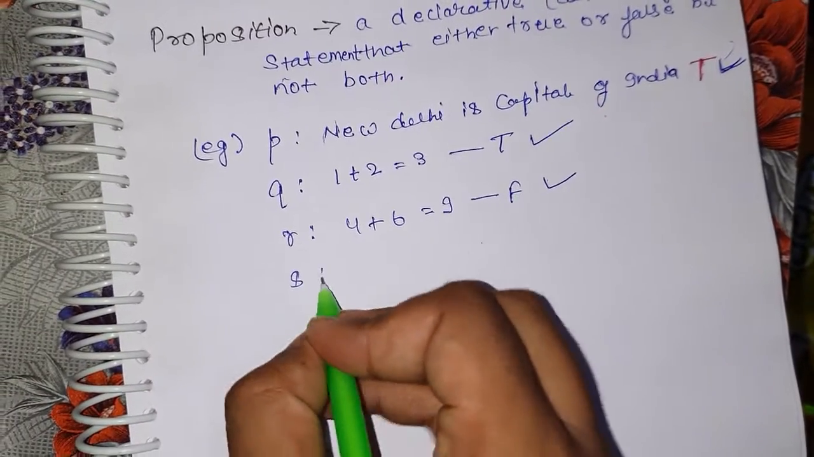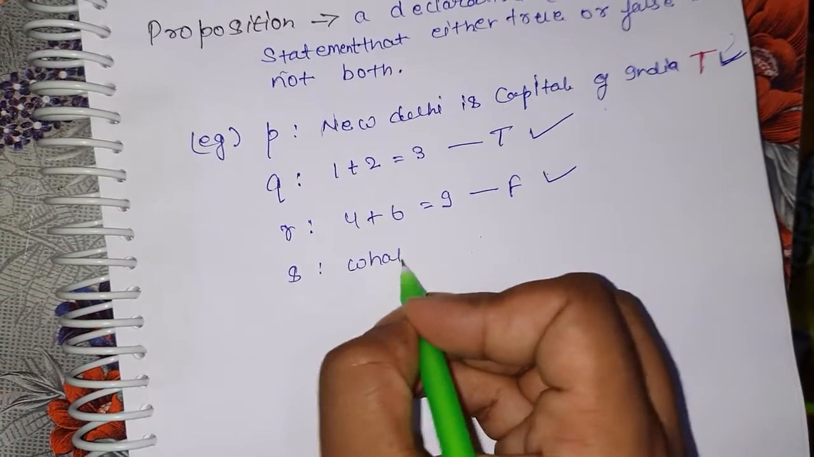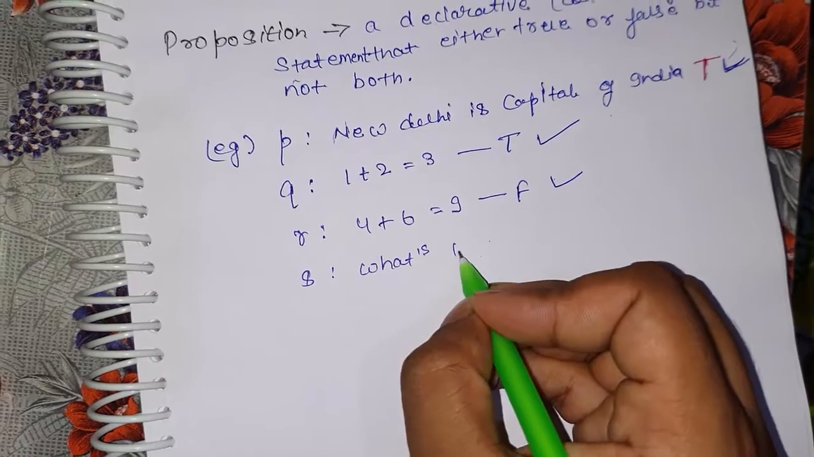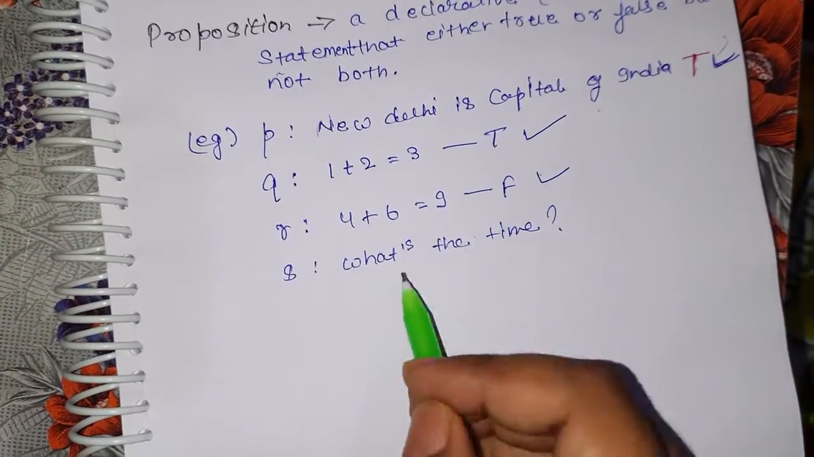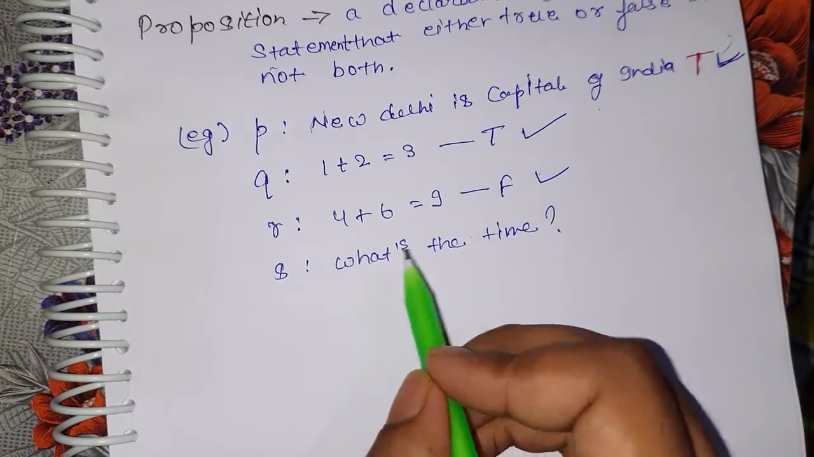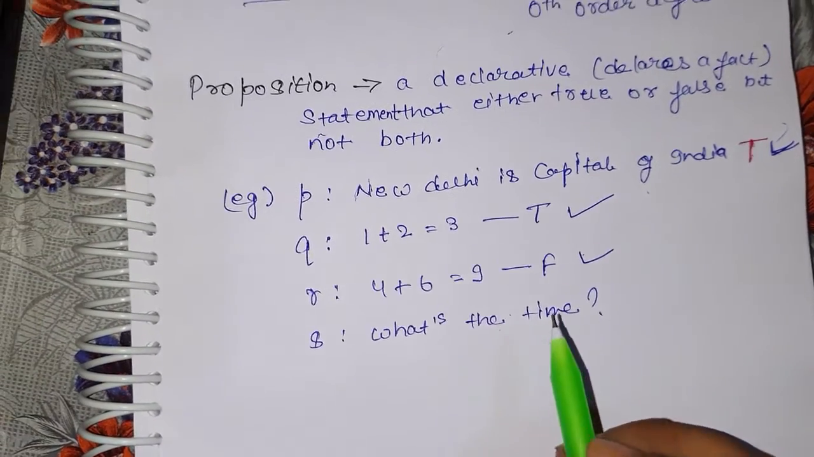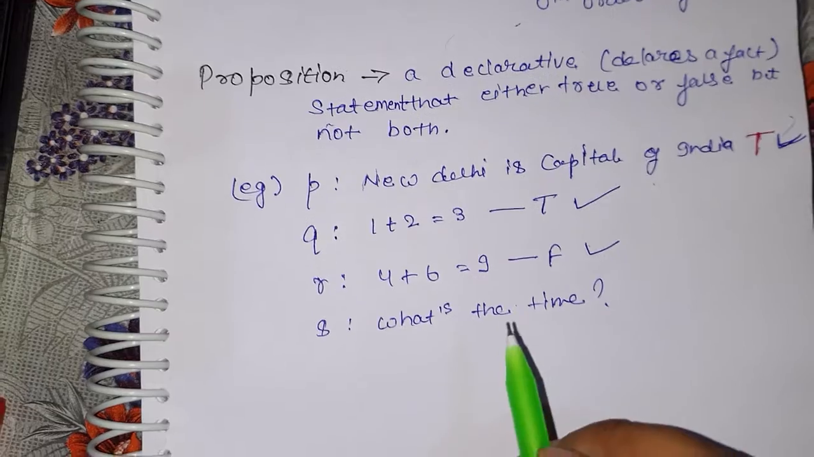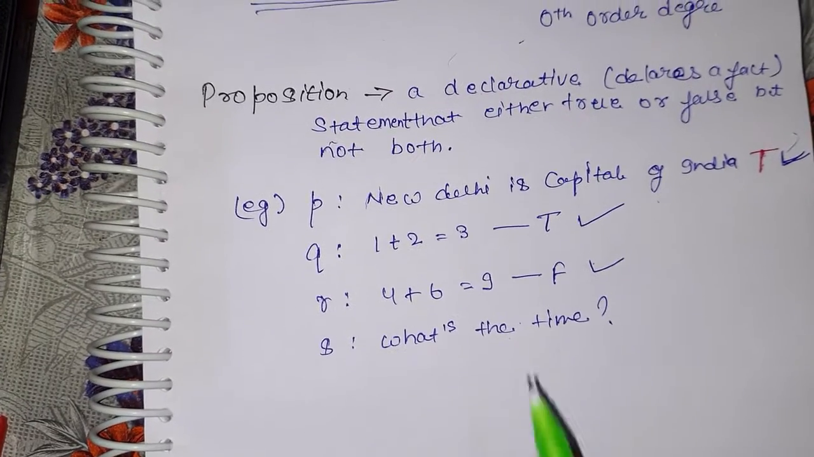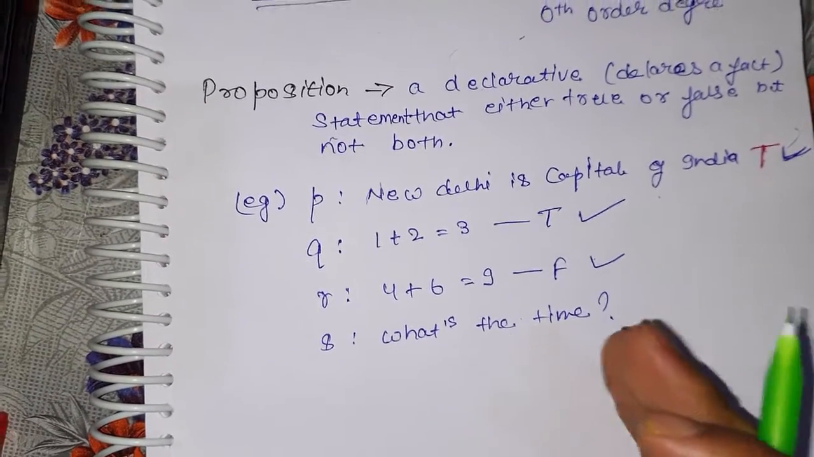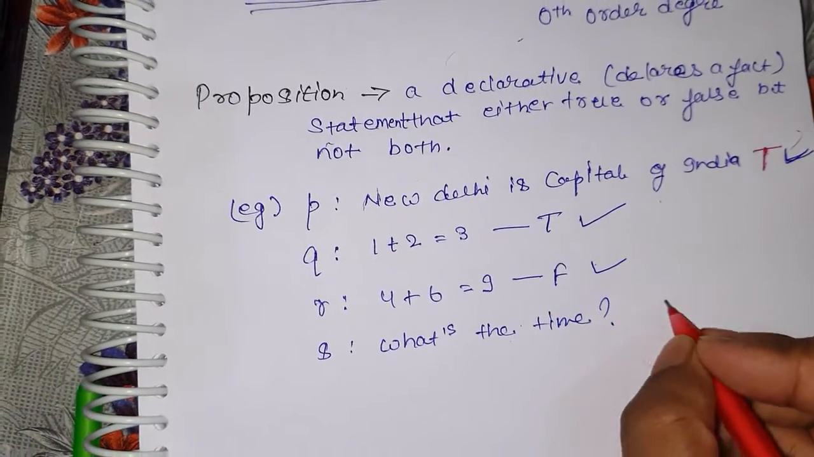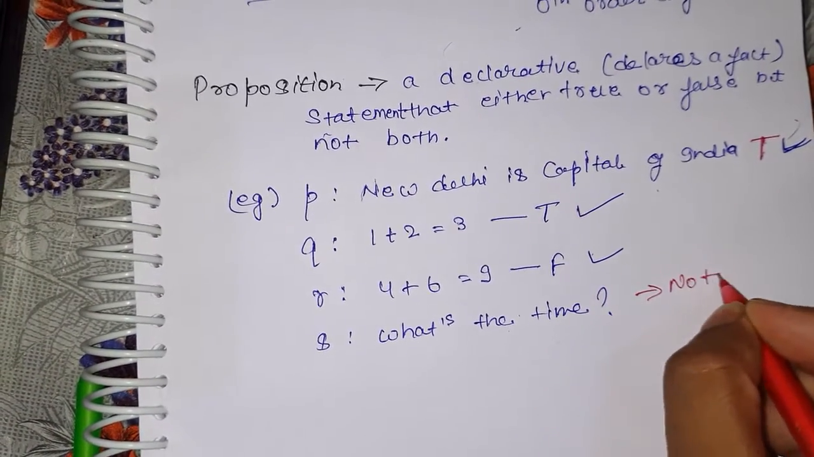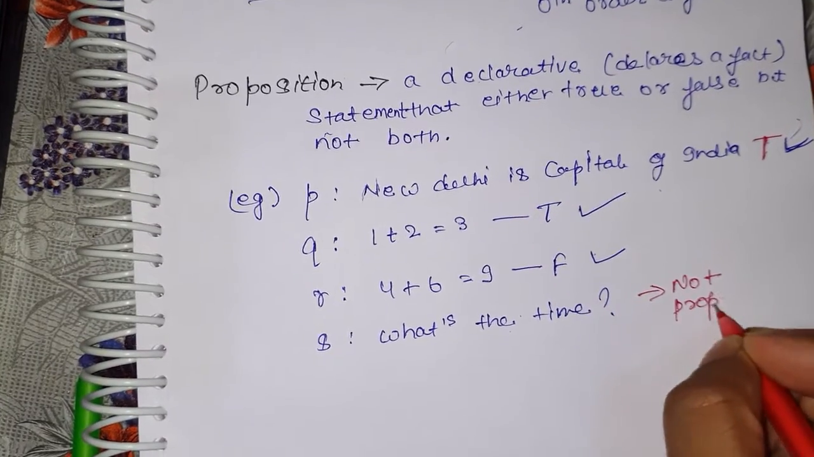Our fourth example is: what is the time? In this statement we can't answer with true or false. We have to give a time, which does not come under true or false. That's why it is not a proposition.